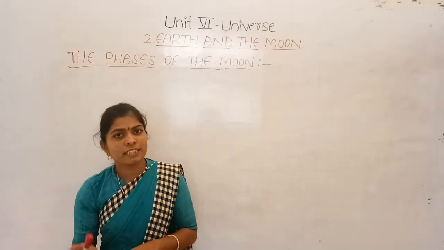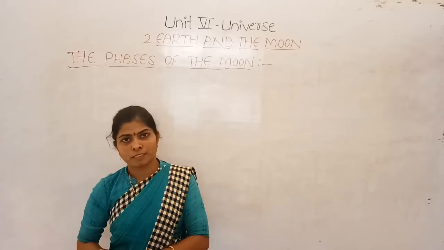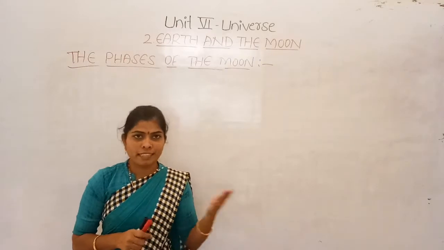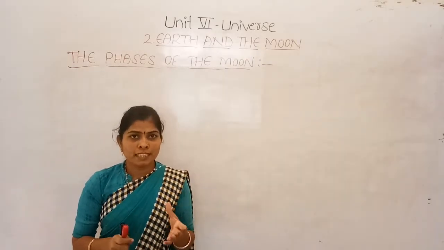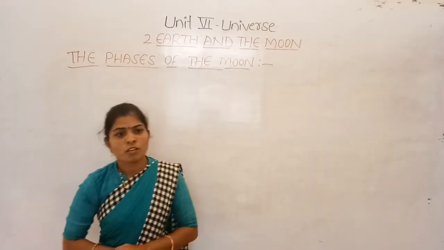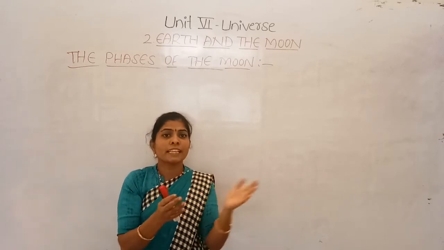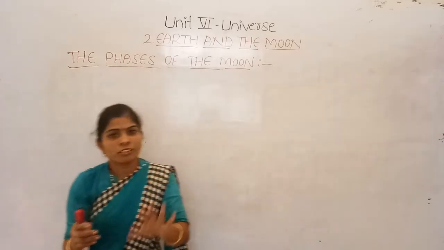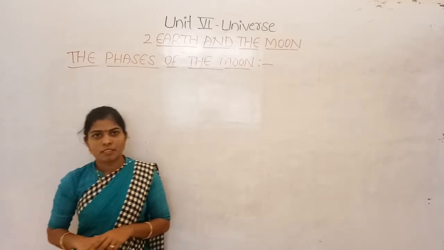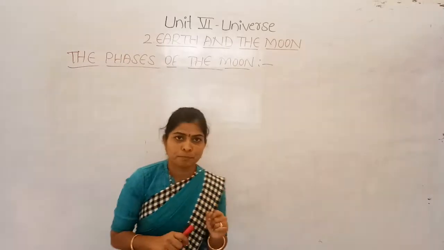So earth is revolving around the sun and the moon is revolving around the earth, and when they are revolving like this, we can see the lit part or the lit surface of the moon. When it is revolving, different parts will get the sunlight and reflect it. So we know that the moon is a satellite and it is a non-luminous object, because it doesn't emit its own light and heat.